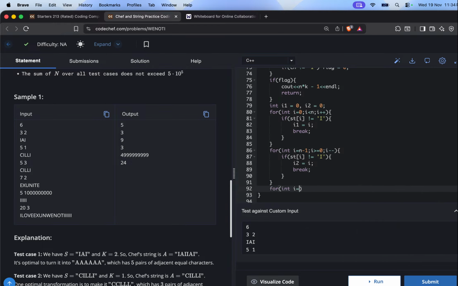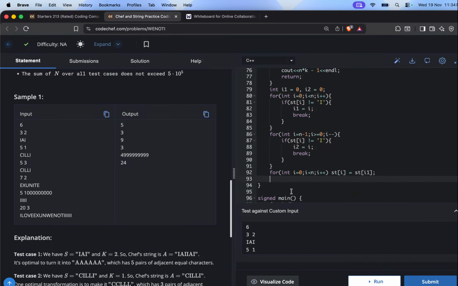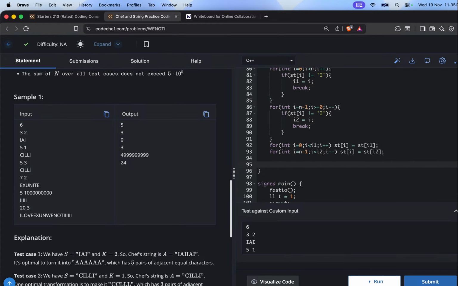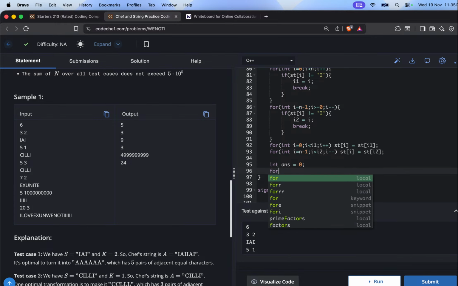What did our algorithm say? Make all the characters the same up till I1. Similarly for the last characters. Now for the middle characters, make them okay. So we can calculate the answer as well together.